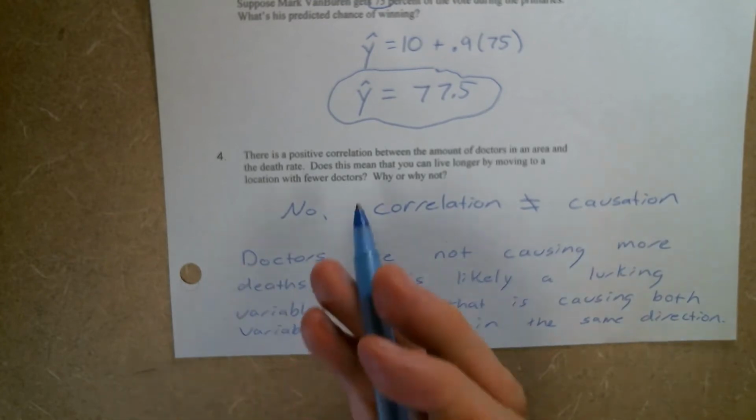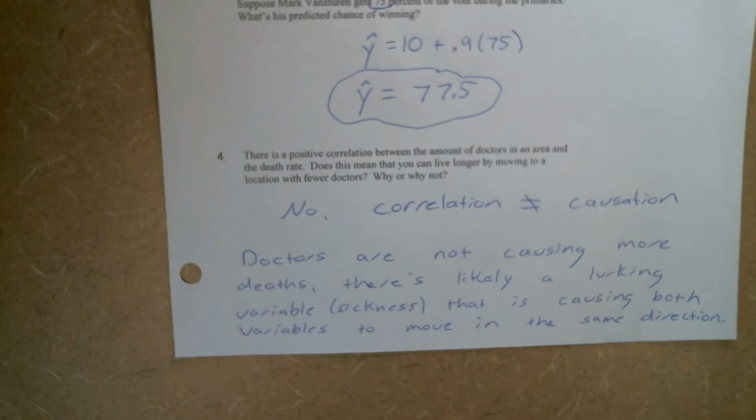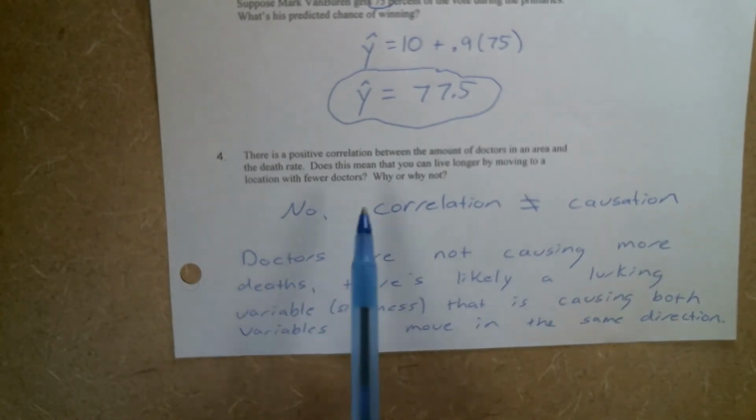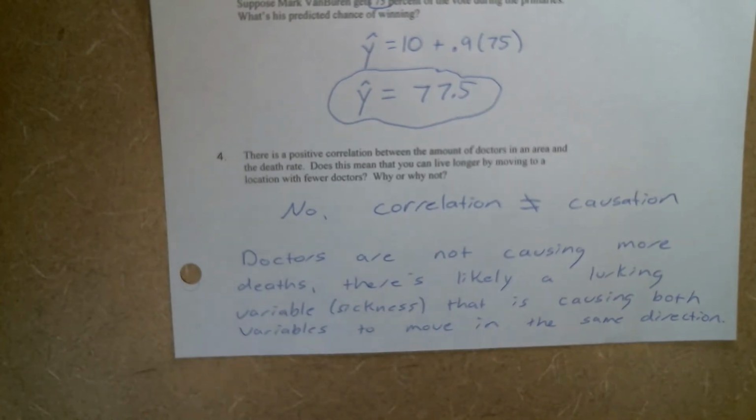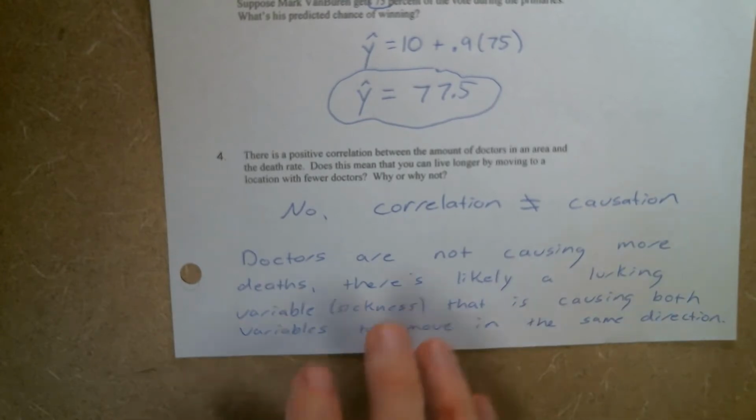So again, the only way we can ever establish causation is with a well-designed experiment. Just observing that areas with more doctors have a higher death rate is not enough to say that one causes the other. And hopefully this one's a pretty obvious example, but it can show up in more subtle ways as well.